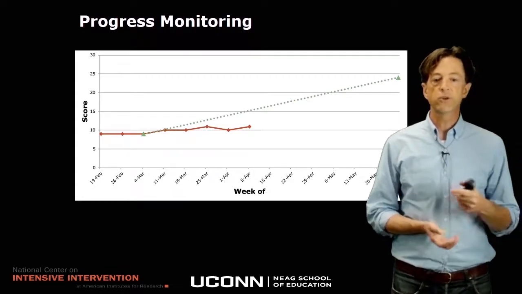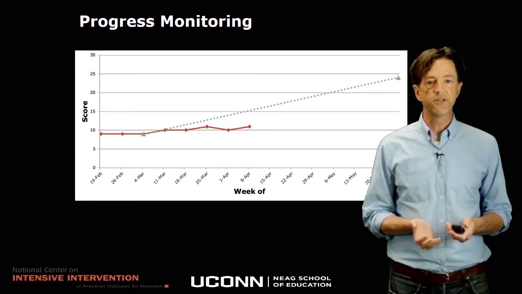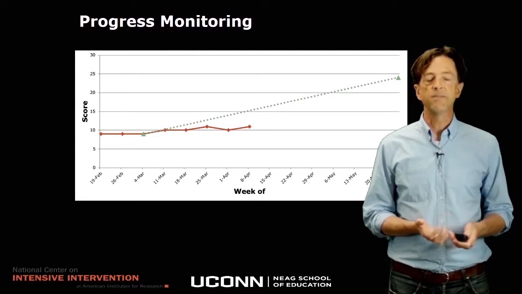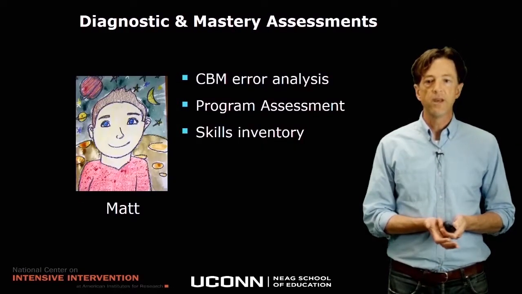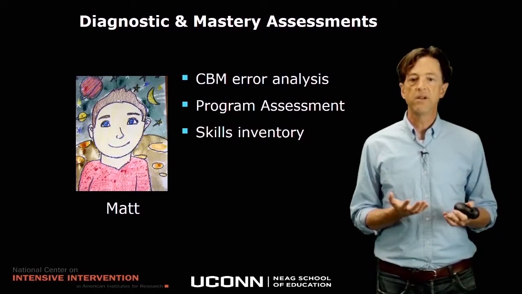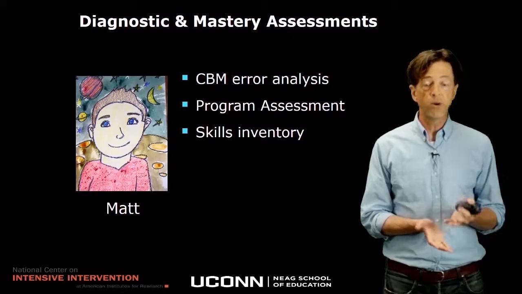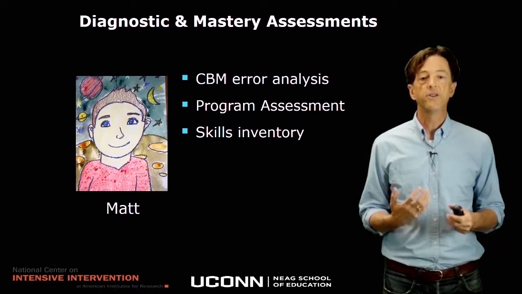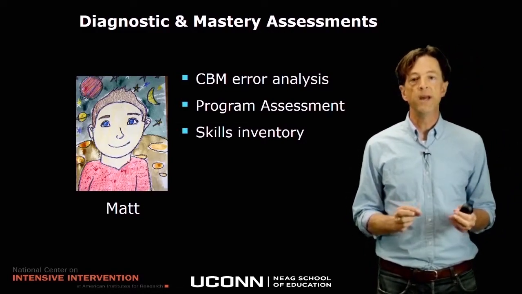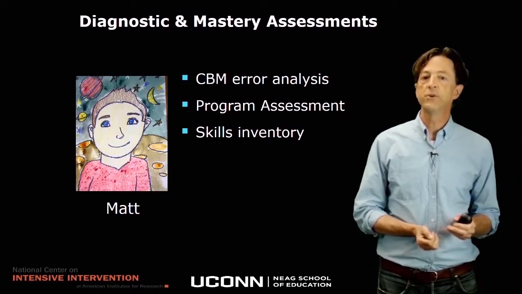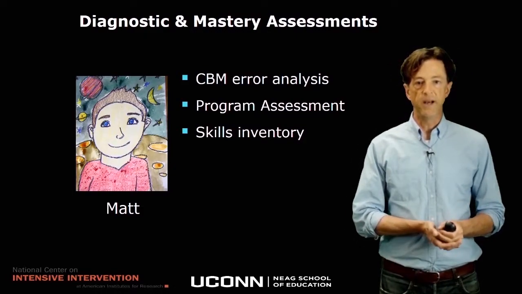So we're sort of circling back to collect some information to get a better understanding of the kinds of skills and strategies that he's mastering, to get a little bit more sense of that diagnostically what his needs are. And so for Matt, as part of this example, we go back and we look at CBM error analysis on some of those probes, the same probes that we were using for progress monitoring. We also look at some of the assessments that come out of the Intervention Program A. And finally, we may supplement that with some skills inventories to get a sense of some of the specific words or strategies that he's mastered or not.